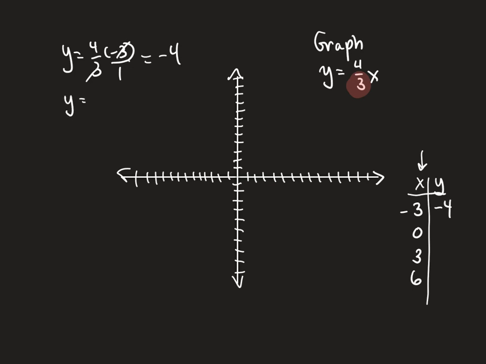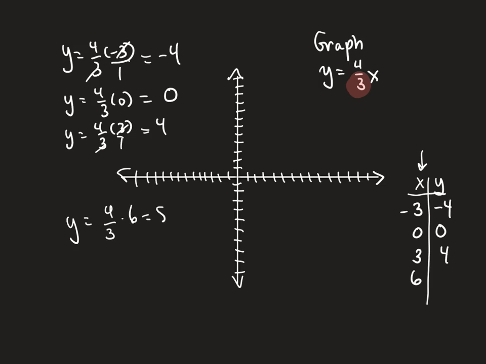So 0, we'll do y equals 4/3 times 0. Anything times 0 is 0. For 3, we'll get y equals 4/3 times 3 over 1. Those will cancel, you get 4. But again, plug any of these in the calculator you want. If you do plug one that's not a multiple of 3, it'll still give you an answer. It'll just be a decimal. And then for 6, we'll do 4/3 times 6, which is 8.